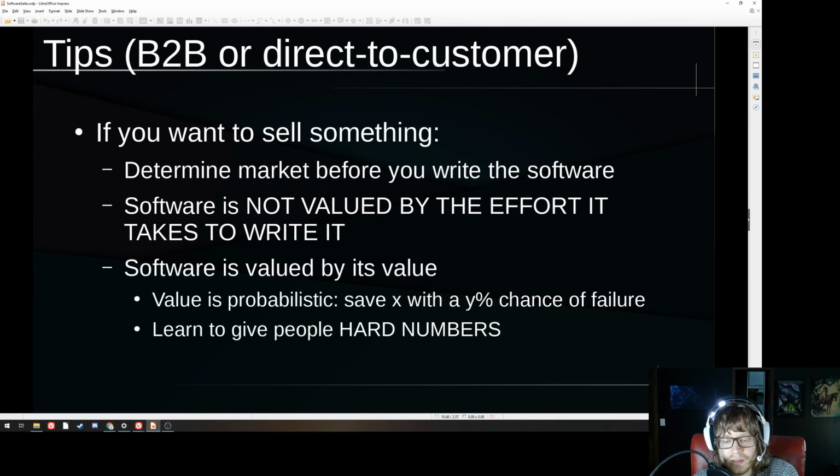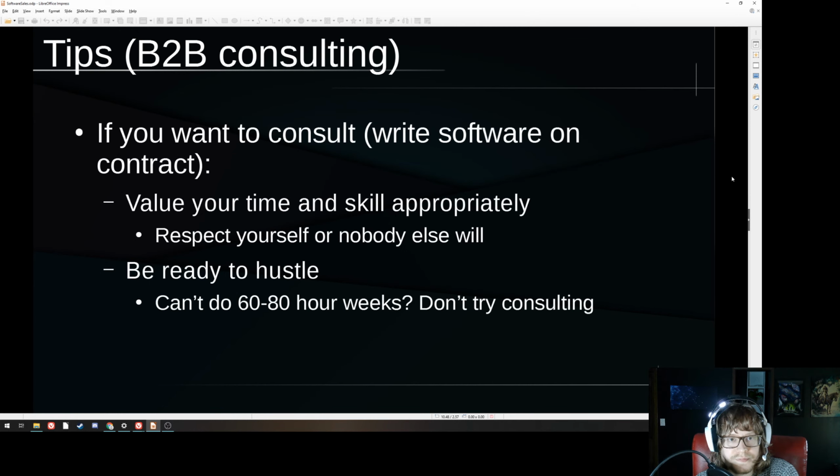You're going to be left with an asset when you buy a physical good. With software, you can end up with nothing. It can be totally useless to you. So learn to give people hard numbers. Learn to tell them exactly what things are going to cost. Be transparent. Don't be wishy-washy about your cost. That's always very annoying to me. Some people tolerate the wishy-washiness about cost, but I think it's a very bad idea in general.